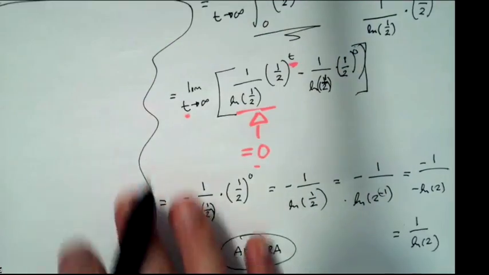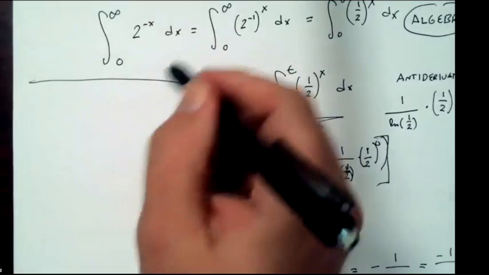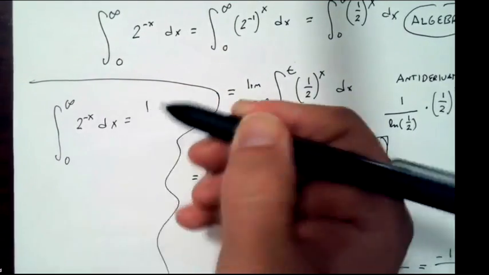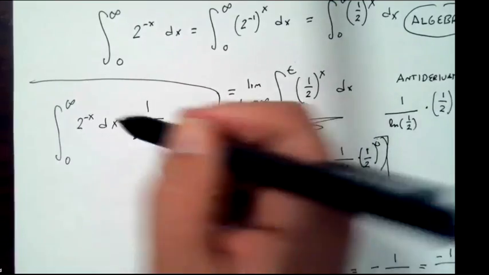Algebra is important. But the ultimate thing that we have figured out is that this improper integral involving infinity actually takes on a finite value. And so the answer here is 1 over natural log of 2.